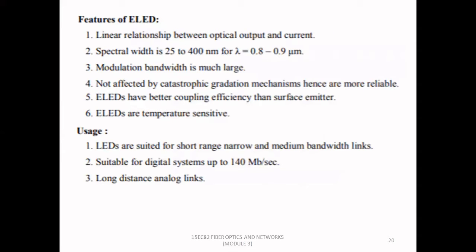These are the features of ELED. First feature is linear relationship between optical output and current. Second feature is spectral width is 25 to 400 nanometer for lambda equal to 0.8 micrometer to 0.9 micrometer. Modulation bandwidth is much larger. Next feature is it is not affected by catastrophic degradation mechanisms, hence are more reliable. ELEDs have better coupling efficiency than surface emitters.